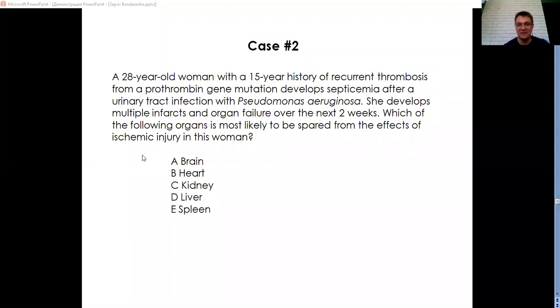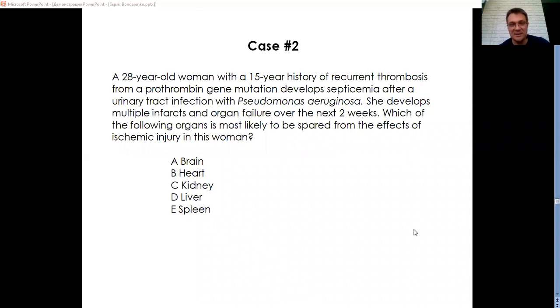So we are dealing with multiple infarcts and organ failure due to urosepsis. Urosepsis, just continue to discuss, continue to think about.